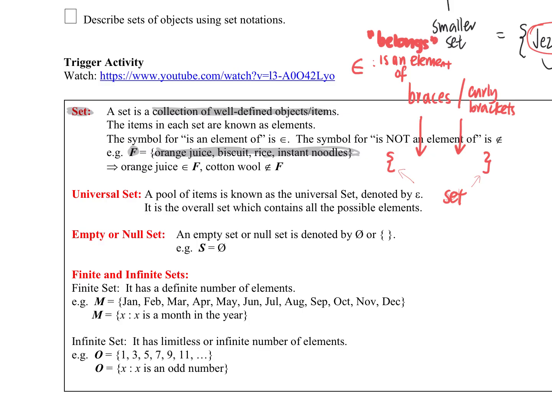So can I ask you whether bubble tea is an element of F? Is bubble tea found in the set F? Can you see bubble tea inside or not? If not, then it's not. So you will see a diagonal slash saying that bubble tea does not belong to F, or bubble tea is not an element of F. So this chapter is all about using symbols to represent math, a new language.